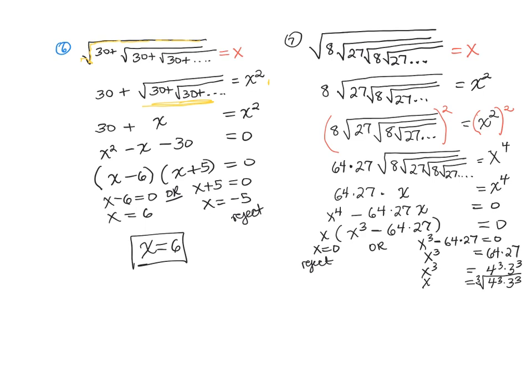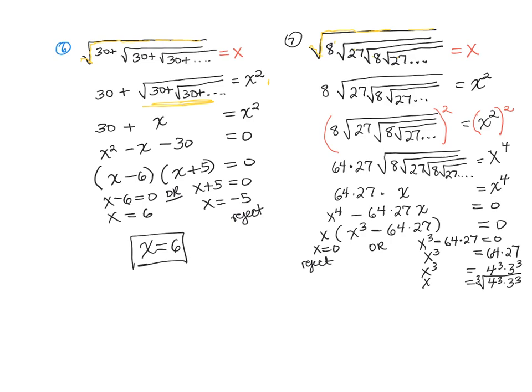Now, in number 7, this one's a little different because we're not adding. We are taking nested square roots, but the product of nested square roots. And notice that these numbers alternate. So we proceed in the same way. We set it equal to x. We square each side, and that gets rid of this top radical symbol here.